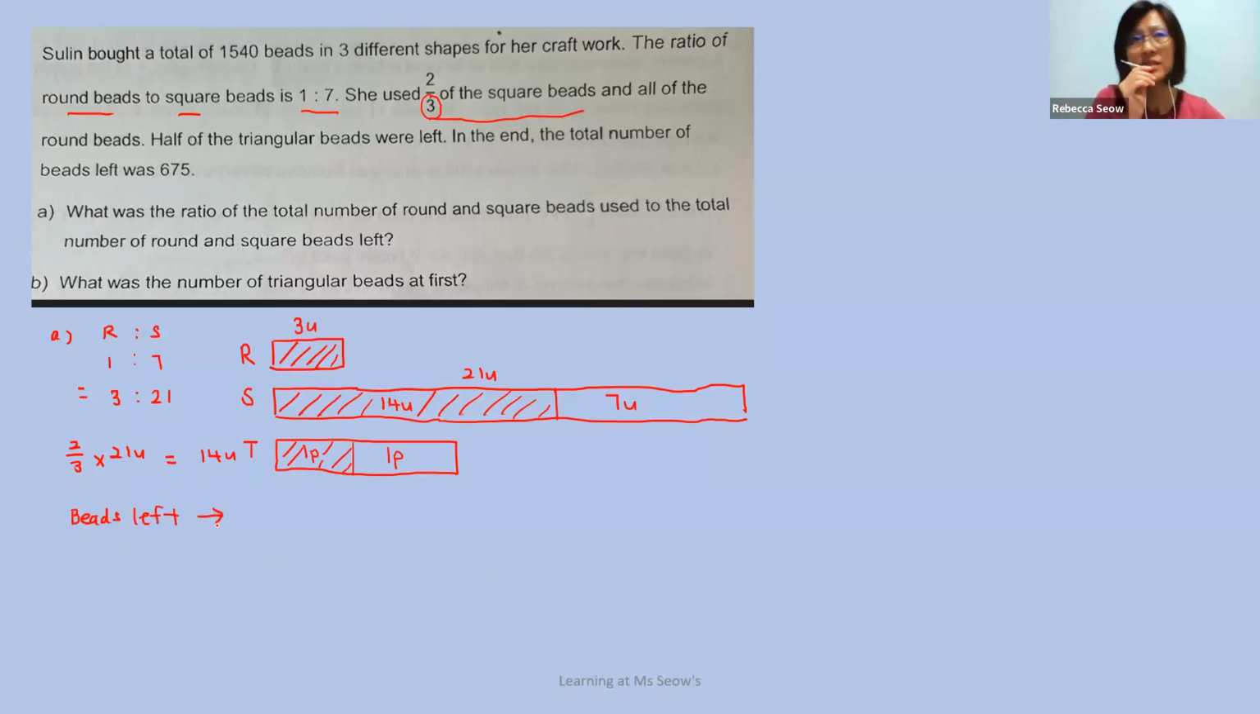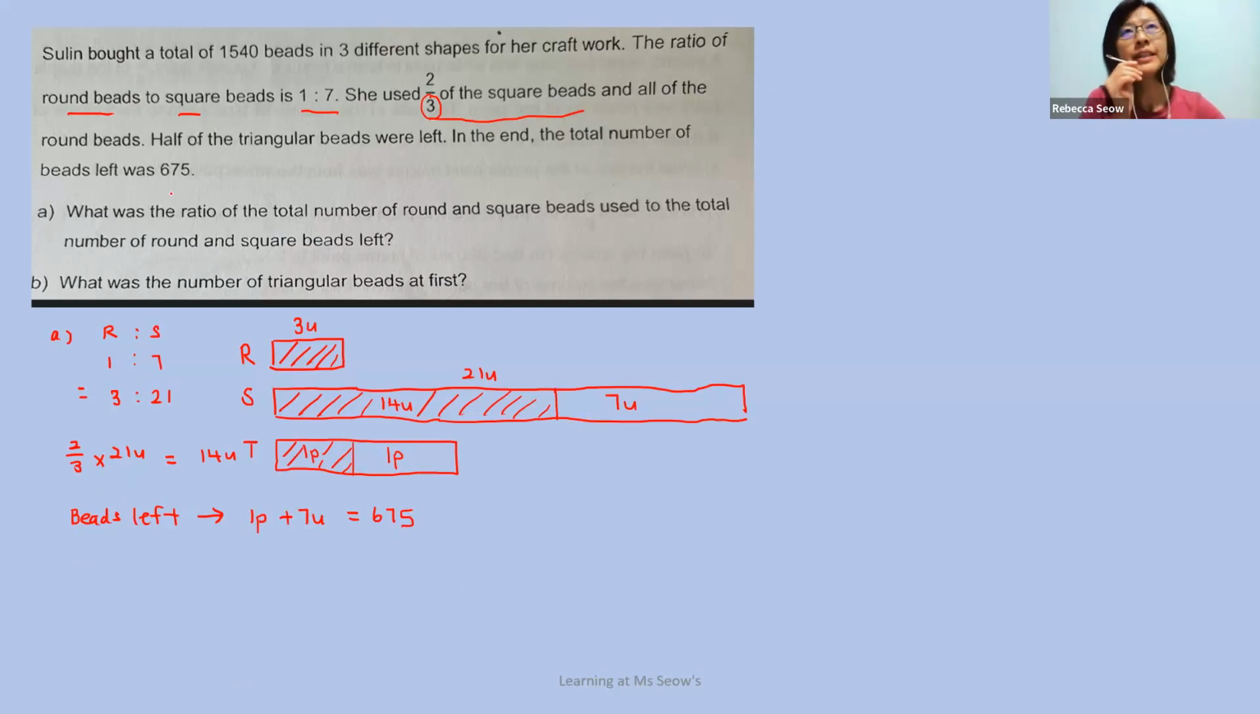Now, what comprises the beads left? Well, the unshaded parts in the diagrams. So the unshaded part would mean that we take the one part plus 7 units, and that makes up 675. Okay. What other information do we know?